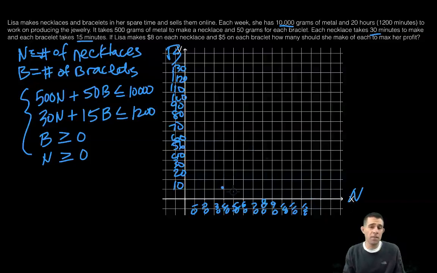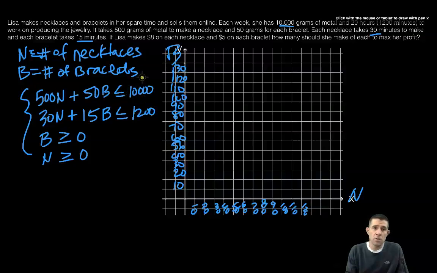So now that we have our axes labeled here, let's take a second to graph these lines. The first line here I will graph in yellow. We have 500N plus 50B is less than or equal to 10,000. So remember how to do this. We're going to cover up N and solve for B in order to find that y-intercept. So taking 10,000 and dividing by 50 is going to give us 200. So that's going to be way up here off the top of our page.